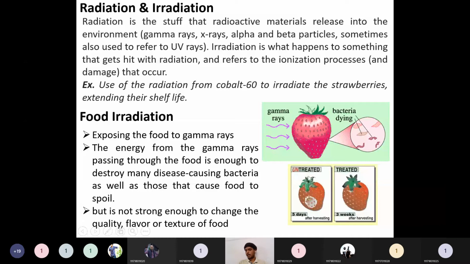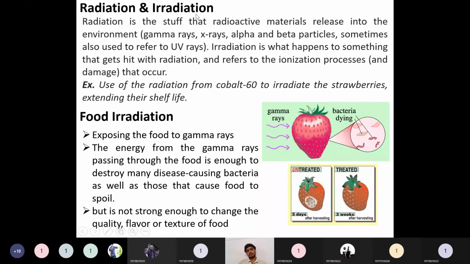If you see the untreated strawberry, we can store it for only 5 days after harvesting. But for the one treated with irradiation, the shelf life is increased, and we can store the strawberries for 3 weeks after harvesting. That's the major advantage of this food irradiation process. So the difference between radiation and irradiation, I hope you understood.